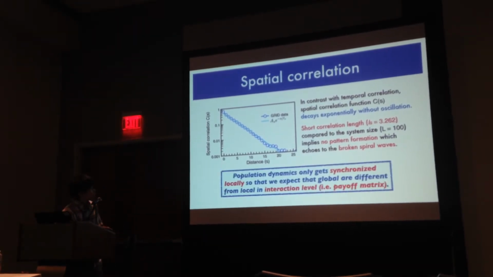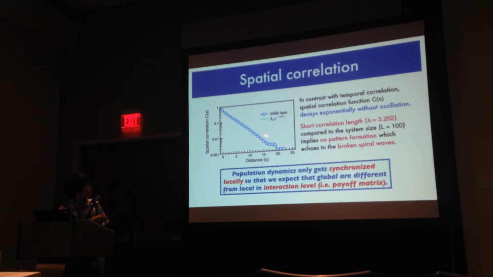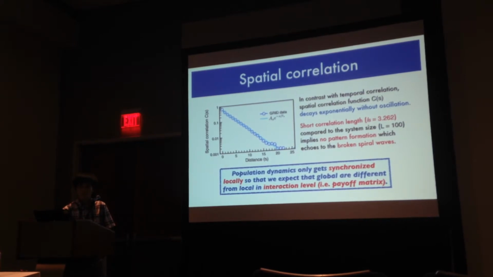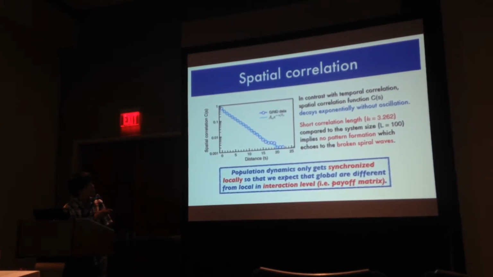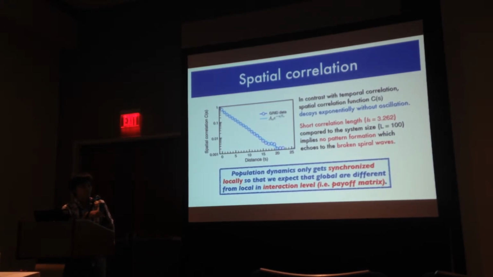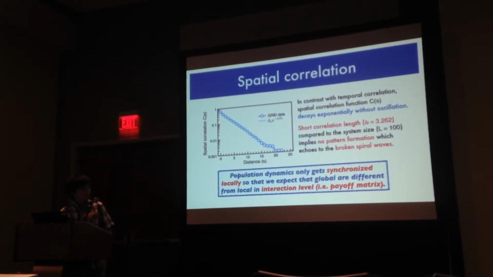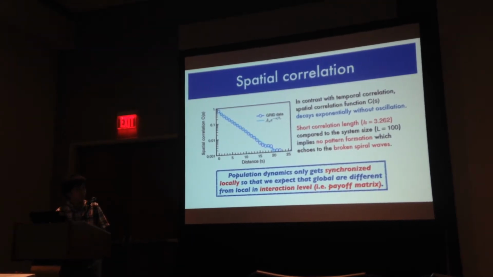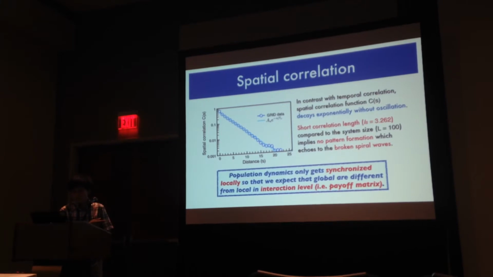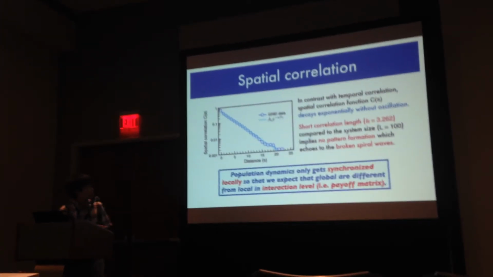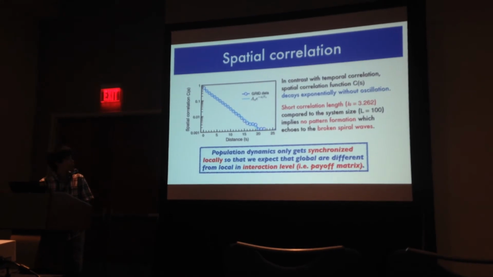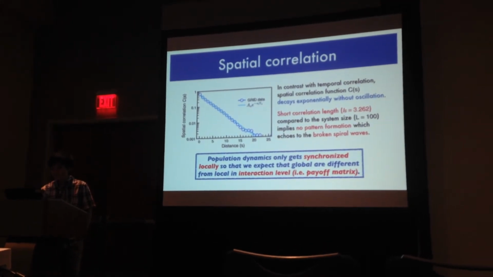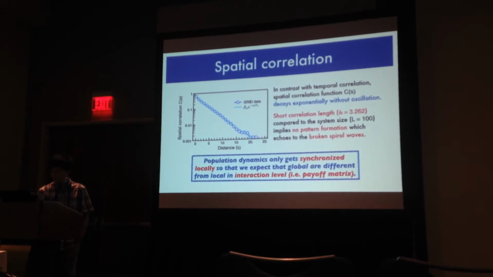This spatial correlation means that the system only synchronizes locally, not globally. If we had longer correlation lengths, that would mean the system is synchronized, or you can say coherent, as a whole, and so we can expect the dynamics to be different. The dynamics locally is different from that globally. That echoes what we would like to know: what does the global payoff matrix look like?